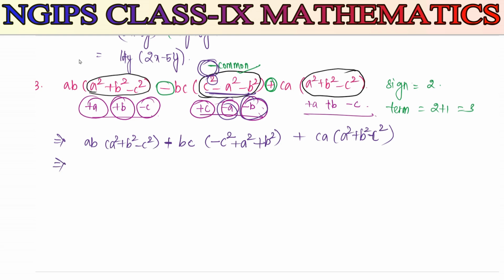From all the 3 terms I can take a square plus b square minus c square common. The leftover, the quotient, we have to write in the bracket. Here you will get ab plus bc plus ca. Now further we cannot take any common factors between these terms because we don't have any common variable in all the three terms. Now this is the final answer.